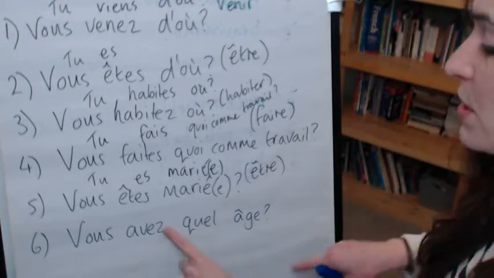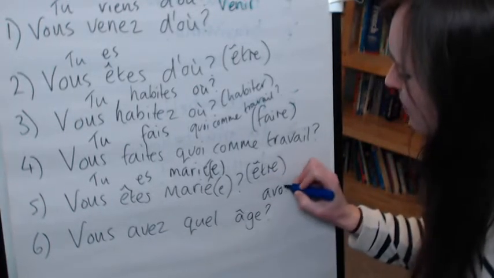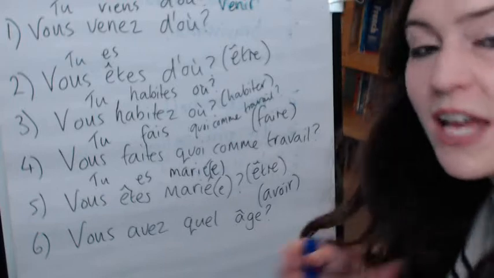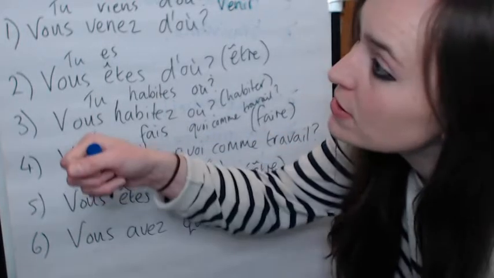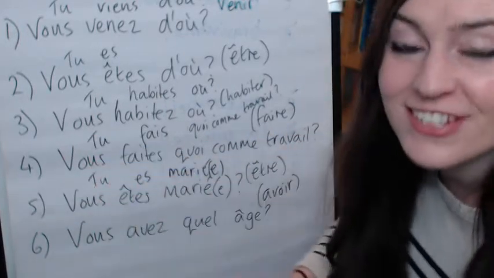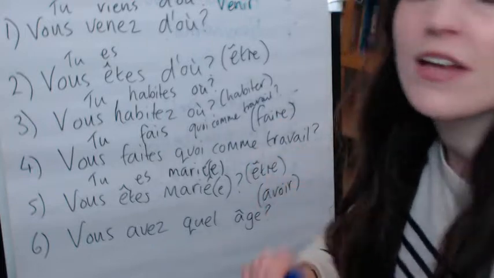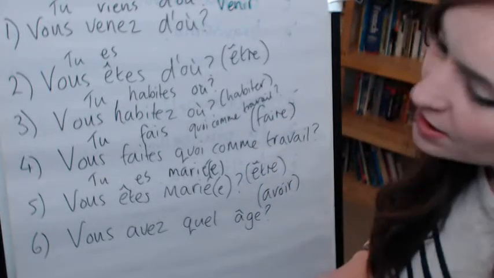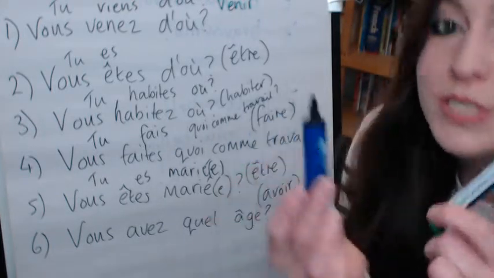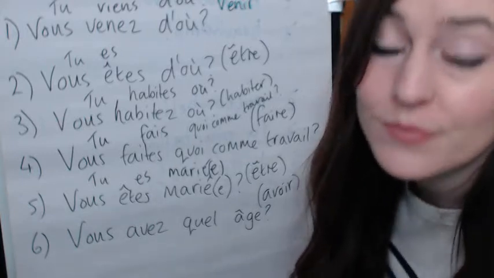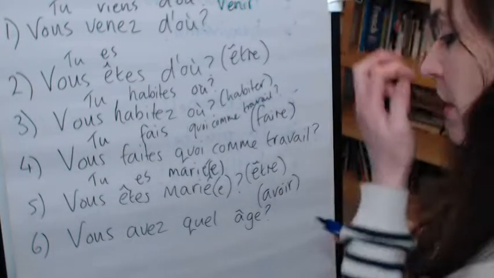But you also need to know avoir, which is to have, or to have got. I've got. J'ai un frère. J'ai deux stylos, par exemple. To have or to have got.